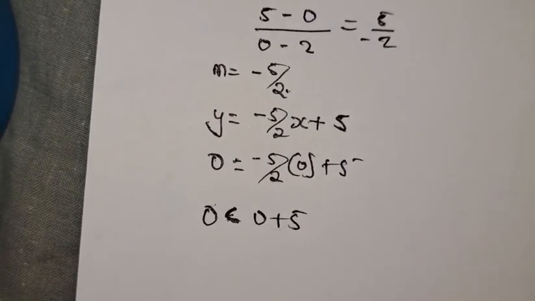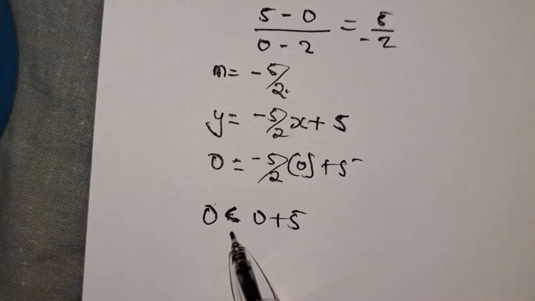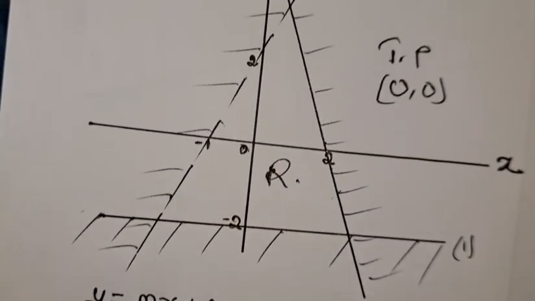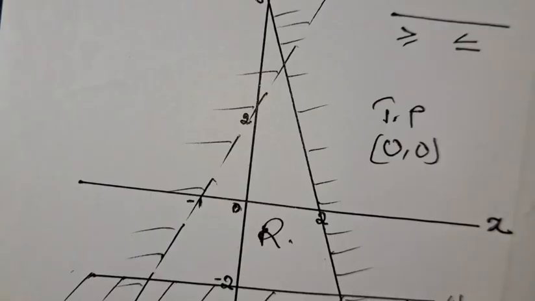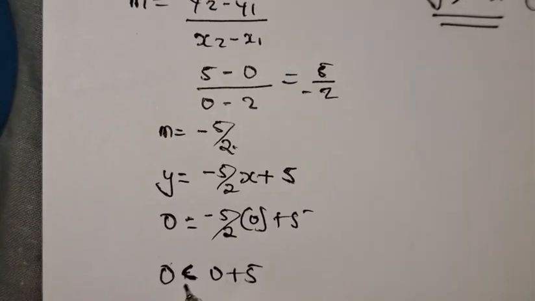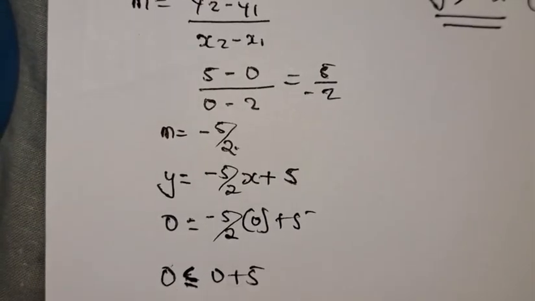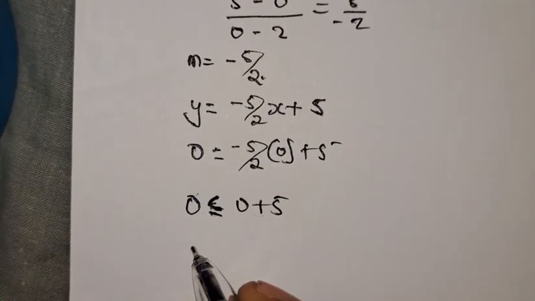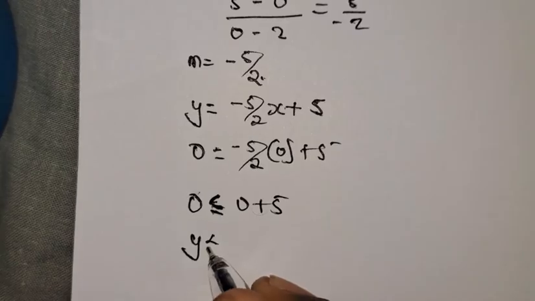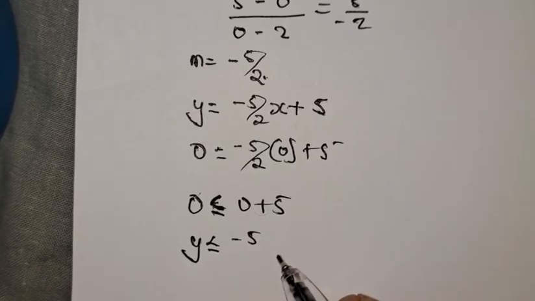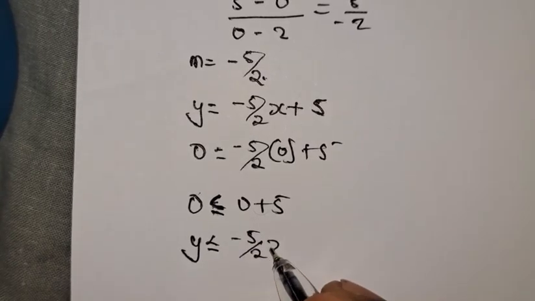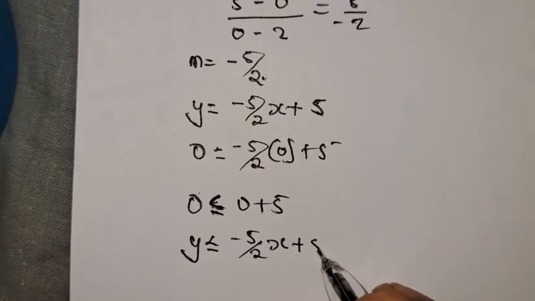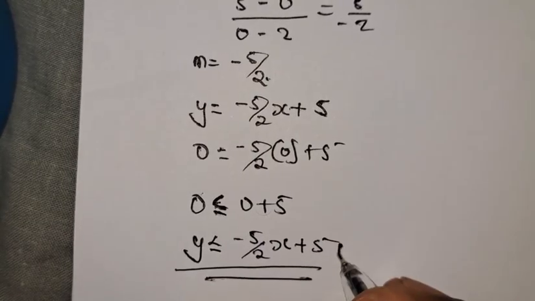Then from there, if you check again the line, how the graph is, of course it's a solid line, so we're going to have something like this. But again, you cannot leave it like this. You say finally your answer is y is less than or equal to -5 over 2 x plus 5. So this is our inequality number 2.